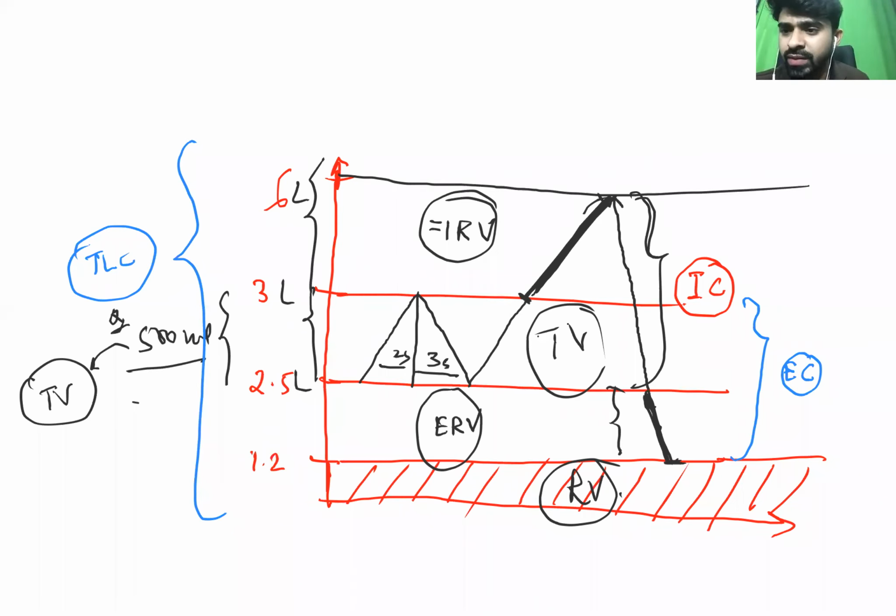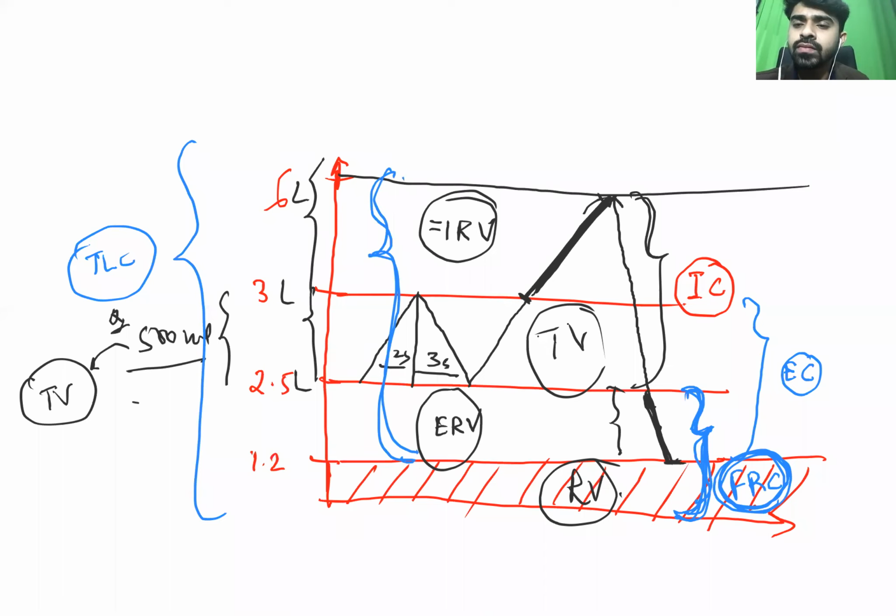If I join the inspiratory reserve volume with the expiratory reserve volume, that is not vital capacity. This is functional residual capacity, FRC. And if I join these three, I mean TV, IRV, and ERV, this is called vital capacity.